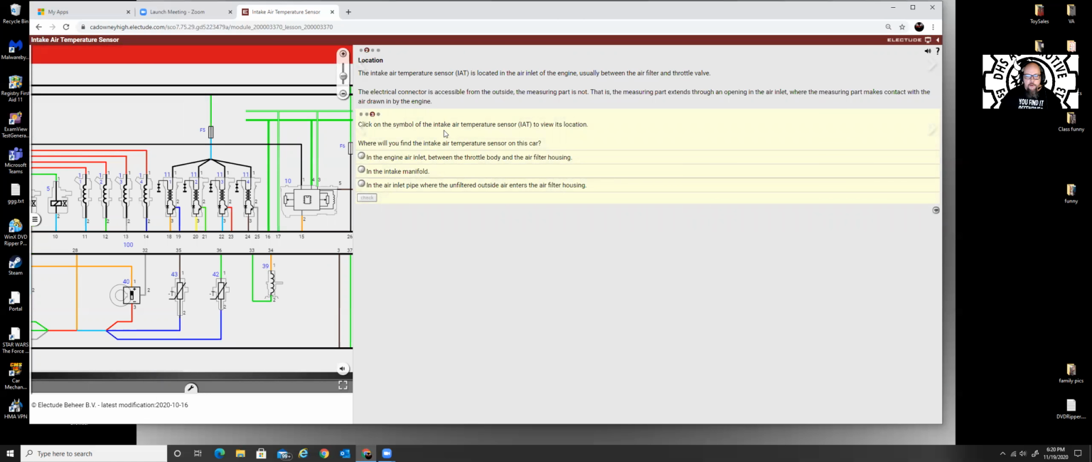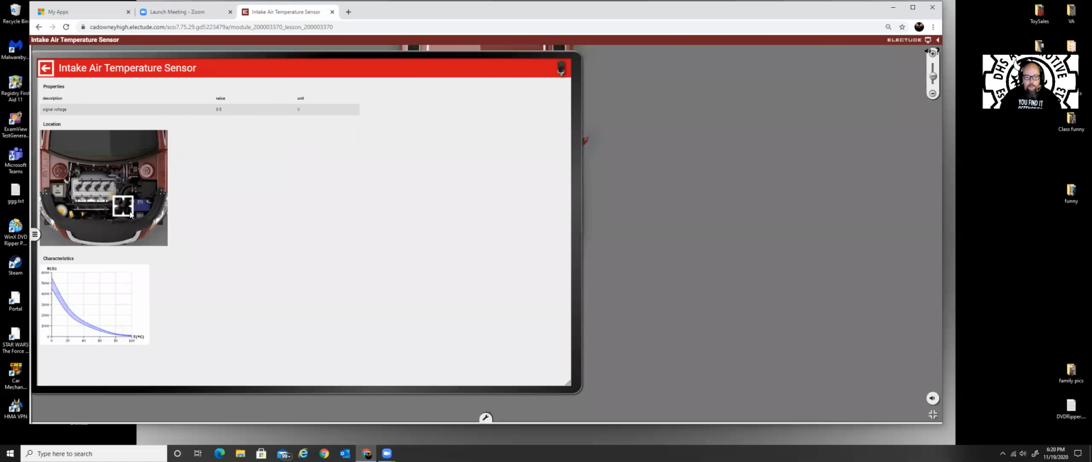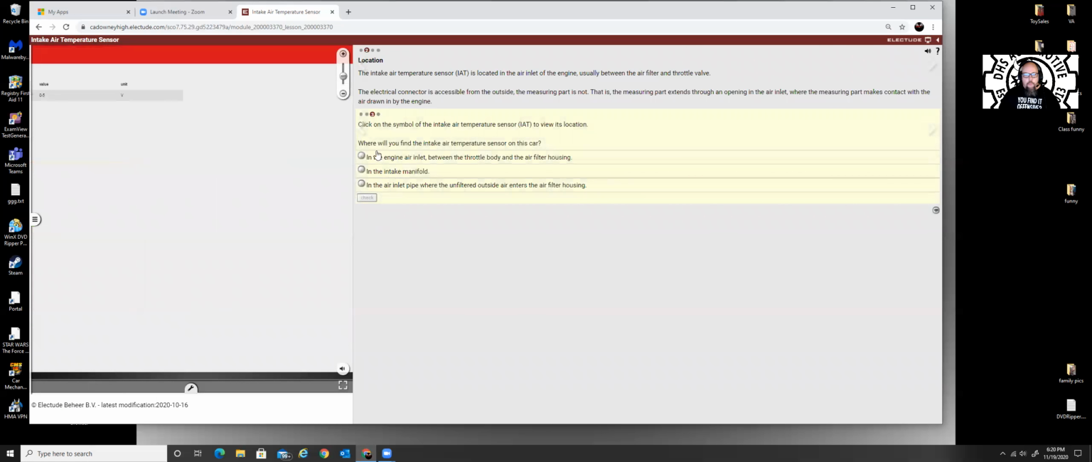Click on the symbol of the air intake temperature sensor to view its location. So I click on this, and it's going to tell me where I could find this. Generally speaking, I will find it over here by the air intake itself. Where will I find the air intake temperature sensor on the car? In the inlet between the throttle body and the air filter. Correct. Shazam.